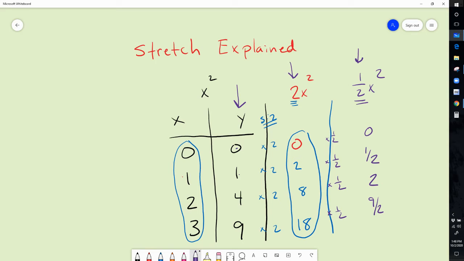But all of my values got multiplied by 1/2 because my stretch was 1/2, and over here, all my values got multiplied by 2. The values you're multiplying are your original values. So obviously you wouldn't have all these tables together. They would be separate. So let me show you what that's going to look like.